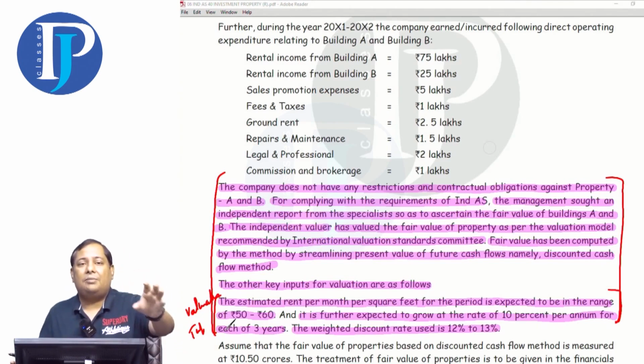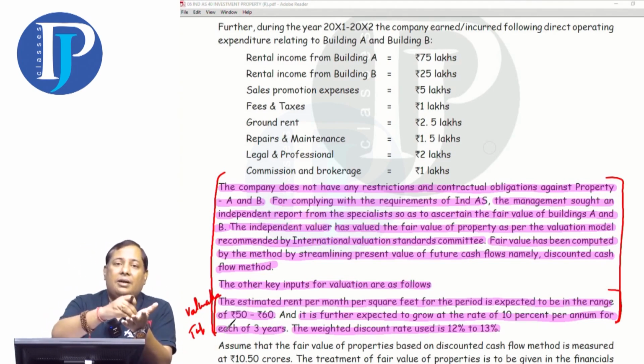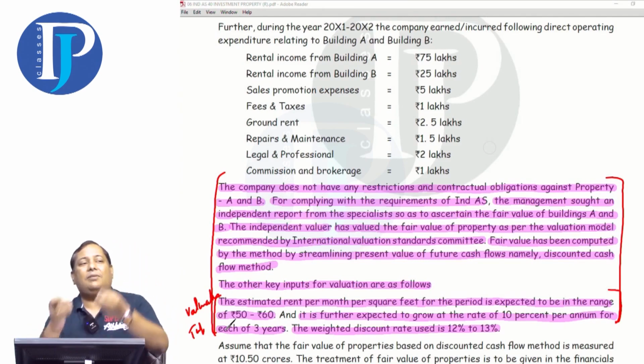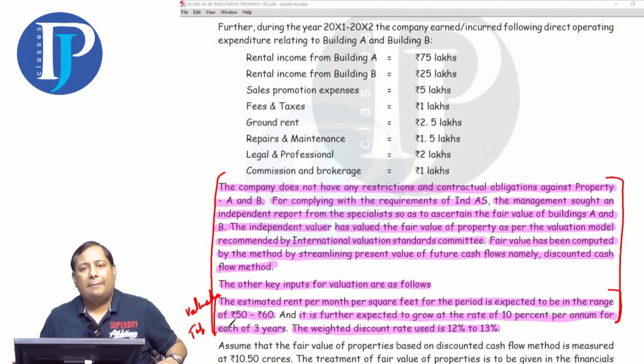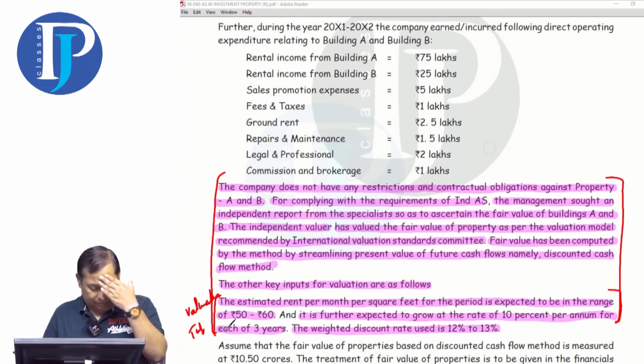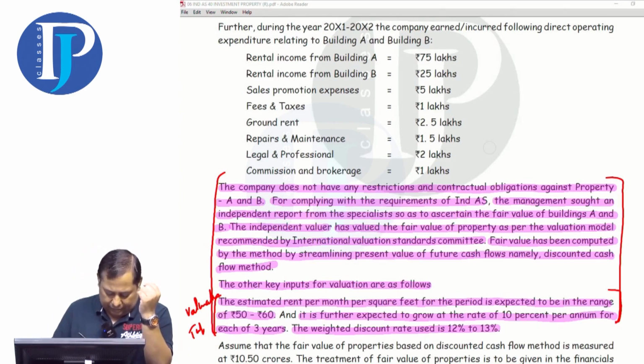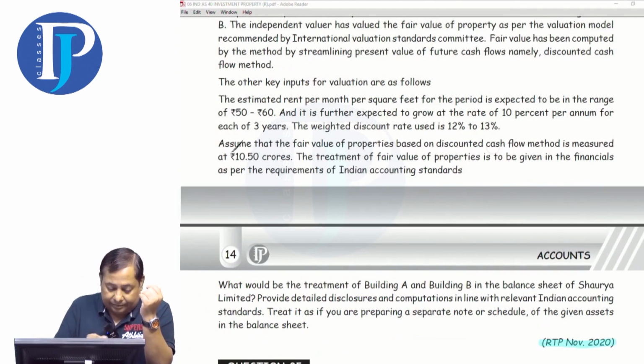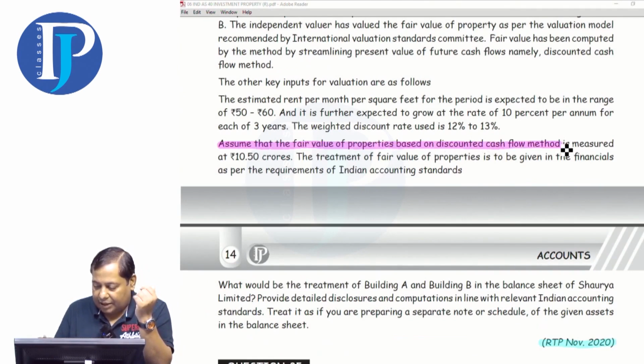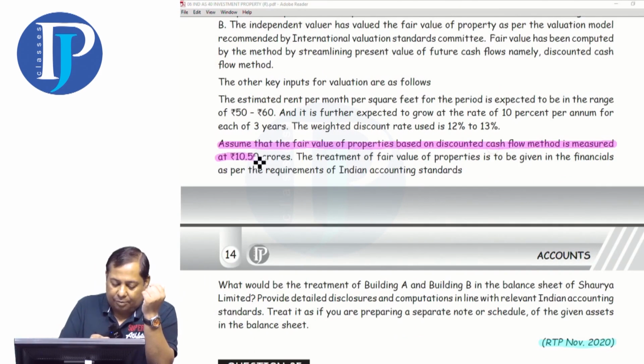In the third part of the question, we will write that the independent valuer has done the valuation on the basis of expected cash flows. So they expect this much rent and have set this rate. We'll just write the story in the paper as heard. Fair value isn't mentioned there, so don't waste time on useless things. What's given next? Assume that the fair value of the properties based on the discounted cash flow method is measured at 10.5 crores.